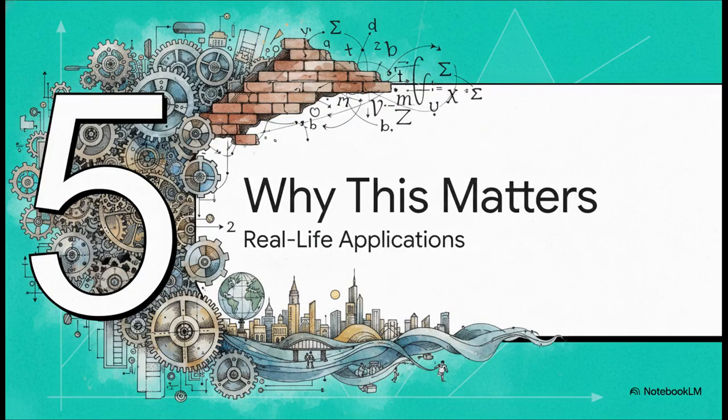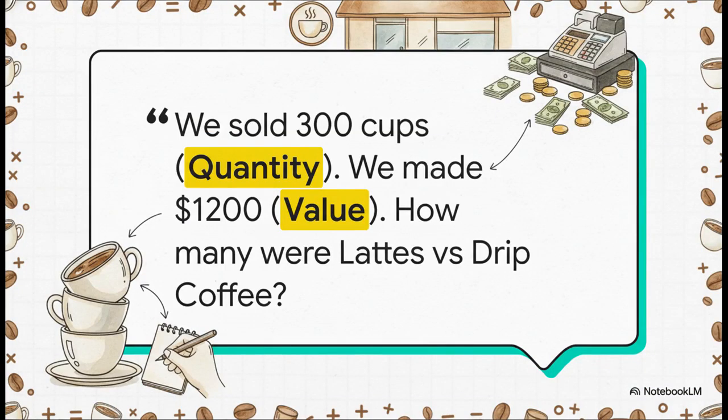So we've got the blueprint, we know the pitfalls, but why does any of this actually matter? Well, because this isn't just a random algebra problem. This is a fundamental way of thinking that helps you understand the world. And this is a perfect real-world example. This isn't theoretical stuff. Real businesses, like the coffee shop on your corner, use this exact same logic every single day. They track the quantity of cups they sold and the total value, their revenue, to figure out what's selling and what they need to buy for tomorrow.